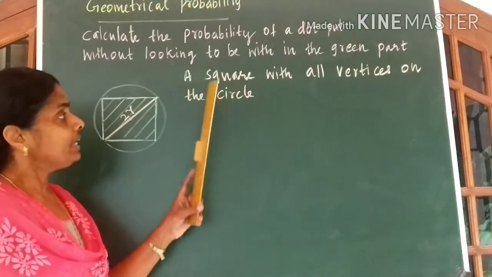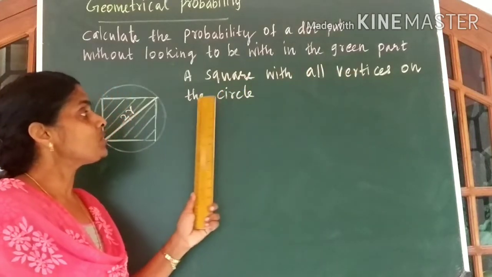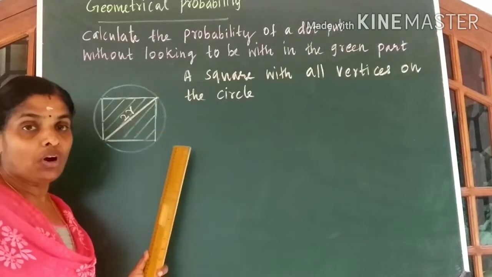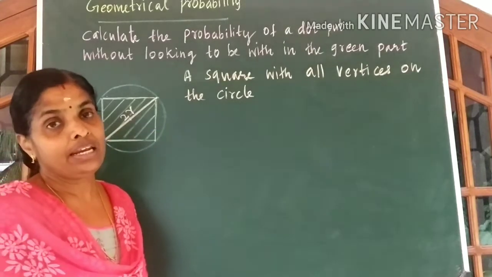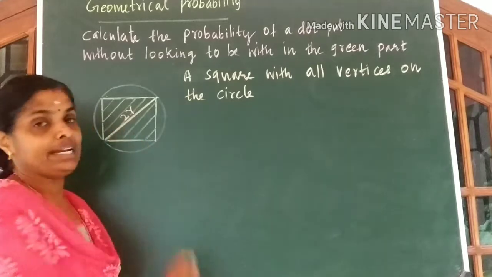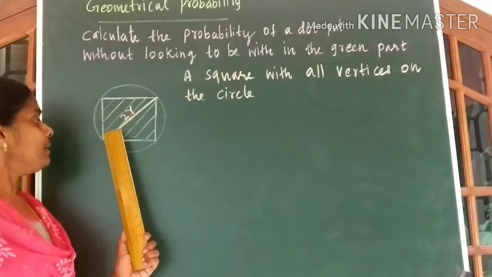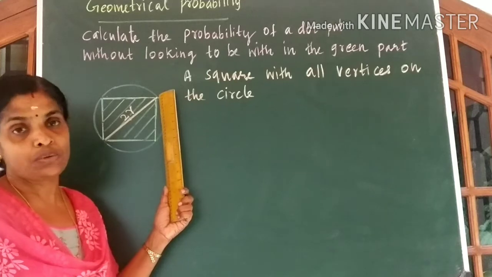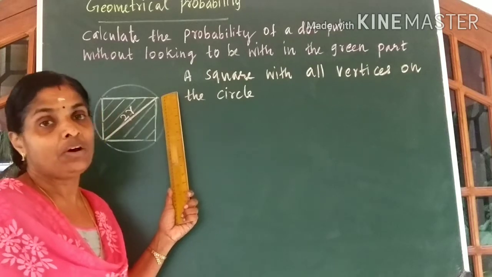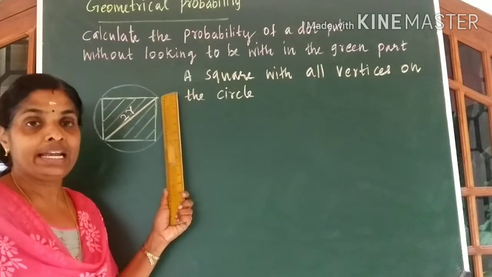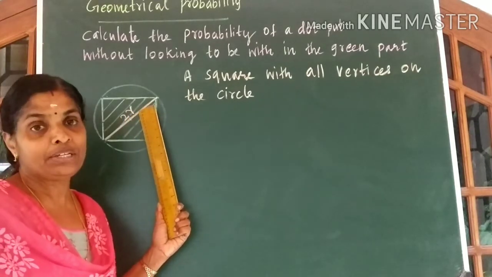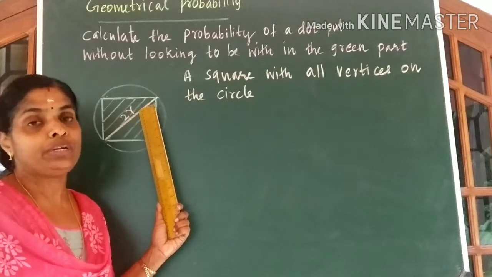Second figure, a square with all vertices on the circle. You can see a square which is shaded with all its vertices on the circle. Here again we are going to find the probability of a dot being in the shaded region. Okay. Now I have drawn the diagonal of the square. You can understand this line is the diagonal of the square as well as the diameter of the circle. So I wrote it as 2r. Diameter of the circle is equal to 2 times the radius.